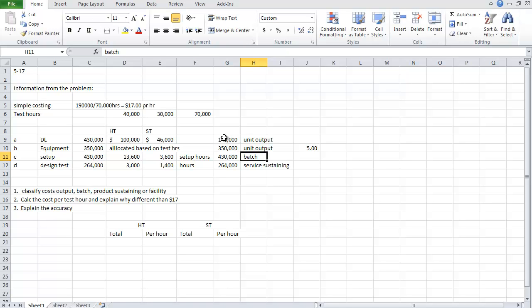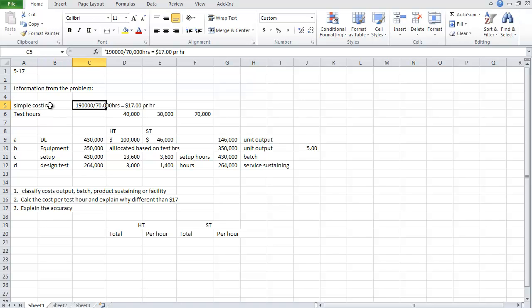And lastly, the design testing. That's a service sustaining cost because they're incurred to design the heat testing and the stress testing regardless of the number of batches tested or the number of hours of test time. So this would be a service sustaining level. So now that we've explained that, let's go on and look at part 2, which says classify the cost per hour and explain why they're different than the 17. Remember, the author calculated the 17 for us.